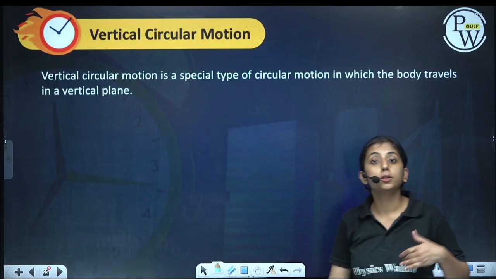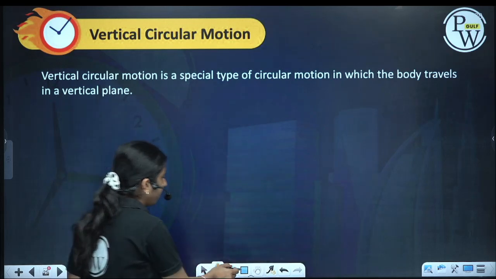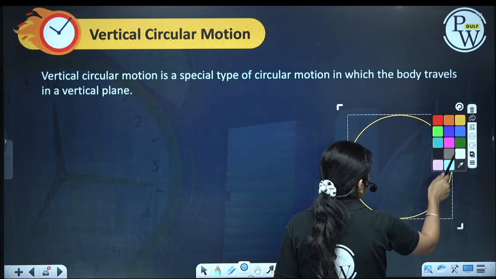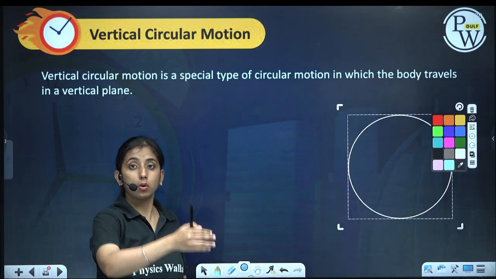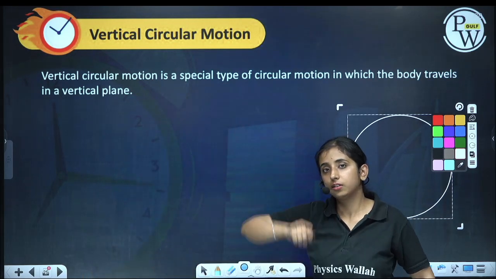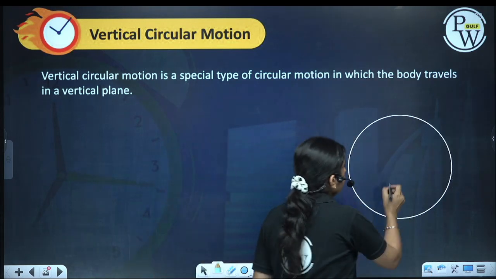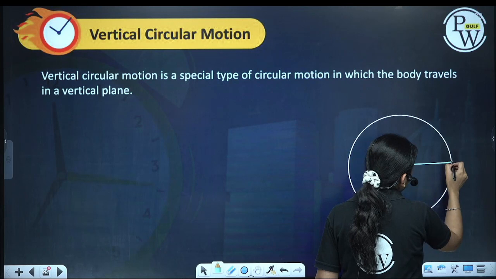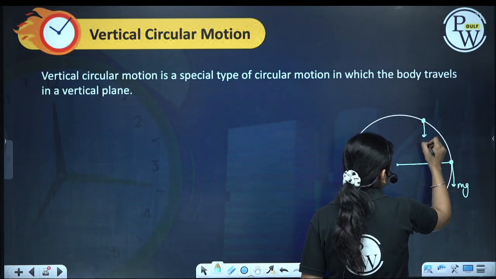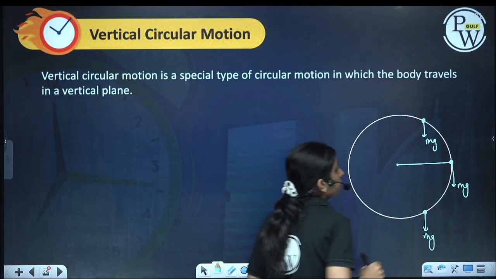Now let us come to vertical circular motion. Now what is vertical circular motion? If my particle is moving in a vertical plane, if my circular motion is not in the horizontal but in the vertical plane, if we are rotating a particle like this, then it will be vertical circular motion. Now see, at every point of my particle, mg force will be acting downwards.